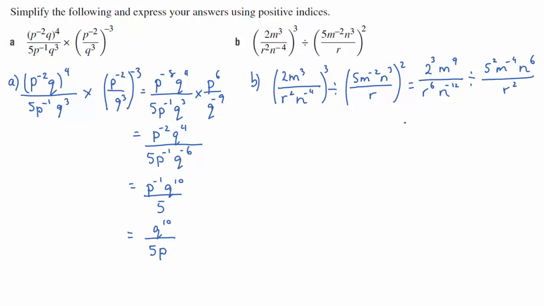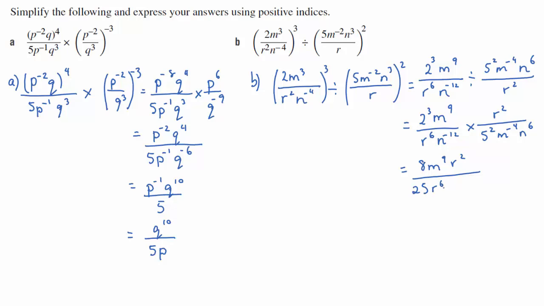Now before we can simplify any further, note that we're dividing a fraction by a fraction, so that means we need to multiply by the reciprocal. So multiplying out our numerator, we have 2 cubed is 8, m to the 9 r squared, all divided by, well, we have 5 squared is 25, r to the power of 6, we have an m to the power of negative 4, and then we've got two lots of the n. We've got n to the power of negative 12 and n to the power of 6. So negative 12 plus 6 is negative 6, so we have n to the power of negative 6.